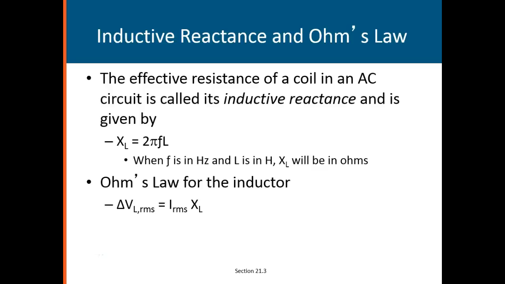All right. Now let's look at inductive reactance and Ohm's law in an inductor. The effective resistance of a coil in an AC circuit is called its inductive reactance. Now, what symbol do we use for reactance? Sorry, I didn't hear you. Are you talking about the circle with the...? No, that is the symbol for alternating voltage. I'm talking about what letter we use to represent reactance. We did it for capacitive reactance just two or three slides ago.